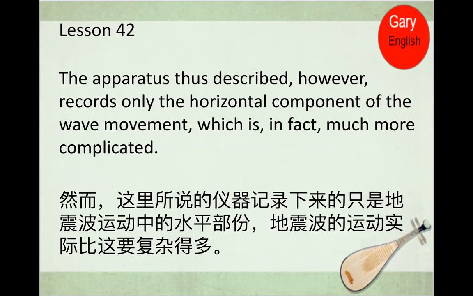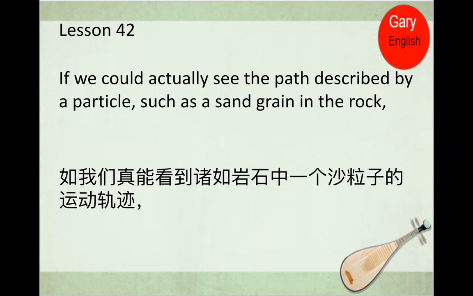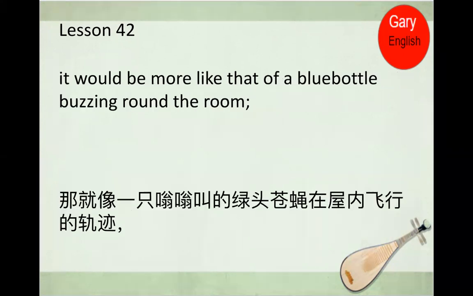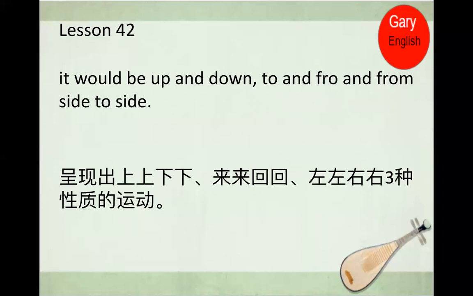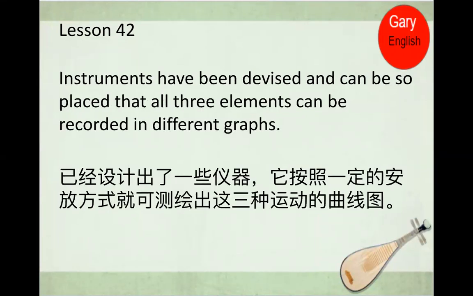The apparatus thus described, however, records only the horizontal component of the wave movement, which is, in fact, much more complicated. If we could actually see the path described by a particle, such as a sand grain in the rock, it would be more like that of a bluebottle buzzing round the room. It would be up and down, to and fro, and from side to side. Instruments have been devised and can be so placed that all three elements can be recorded in different graphs.